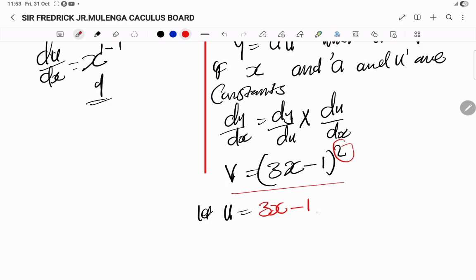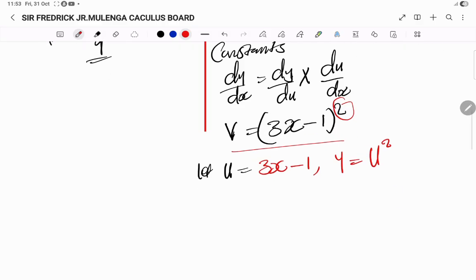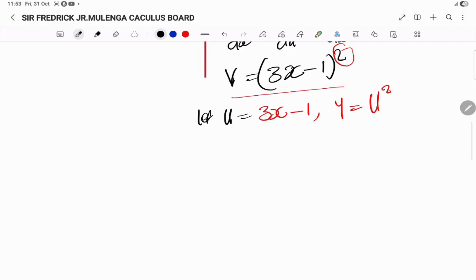Then our y is going to be u to the power 2. Okay, so now we are good to go ahead. So we are going to differentiate these. Okay, so du/dx with respect to x is going to be 3. We don't differentiate 1 because it's a constant, it's a number.